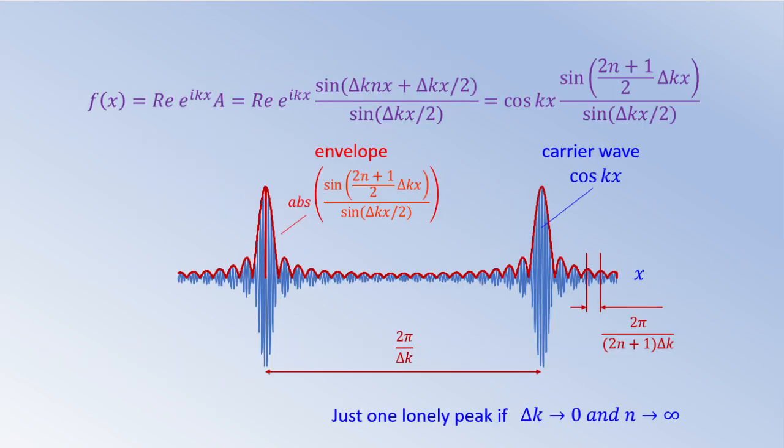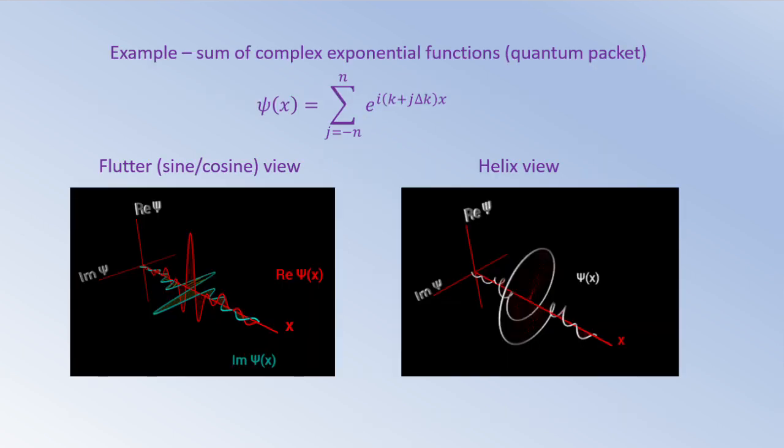We see that the wave packet is described by a carrier wave modulated by the envelope. The smaller the delta k, the greater the distance between the large peaks of the envelope. The larger n, the narrower the peaks. If delta k tends to 0 and n tends to infinity, only one central peak remains, and other peaks run away to infinity. In conclusion, let's consider the so-called quantum packet consisting of a sum of complex exponential functions.